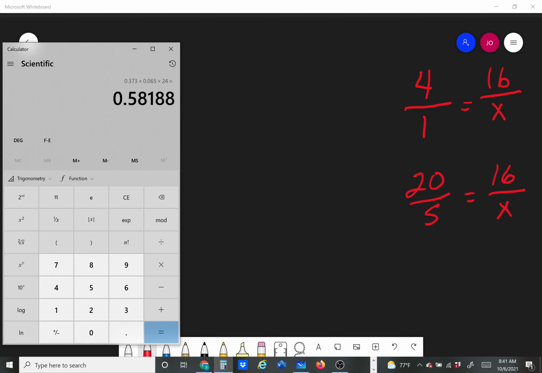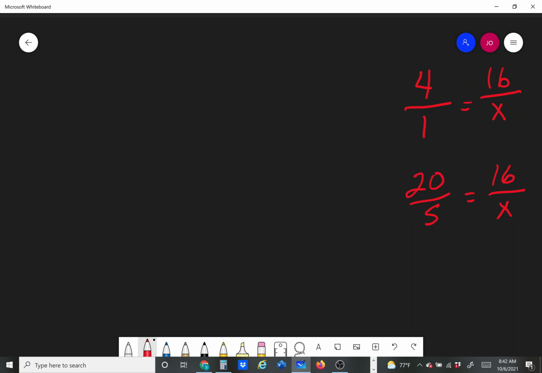So I can do 16 times 1 divided by 4, cross multiplying, and that gives me 4. Or I can do 16 times 5. I can do 16 times 5 and divide it by 20 for the bottom one. And I get 4. So if I have got 16 milliamps, my output on that would be 4 volts. So this is 4 volts, or this is 4 volts. So they are directly proportional.